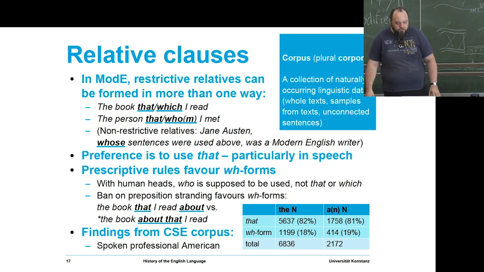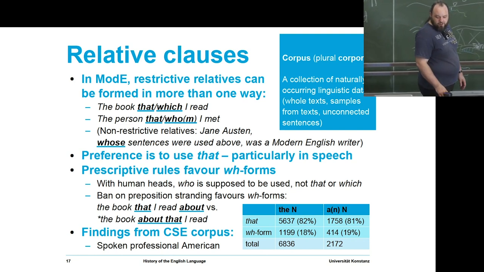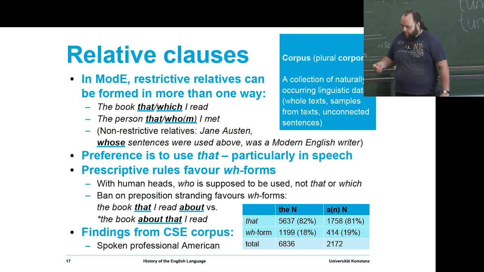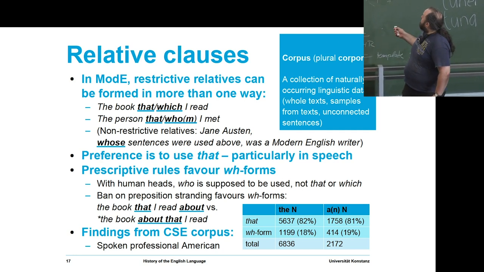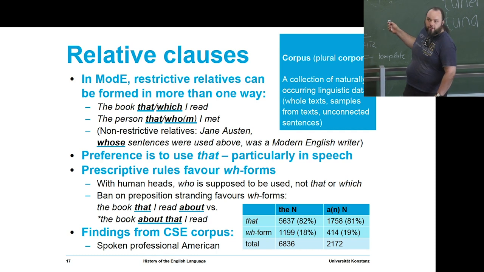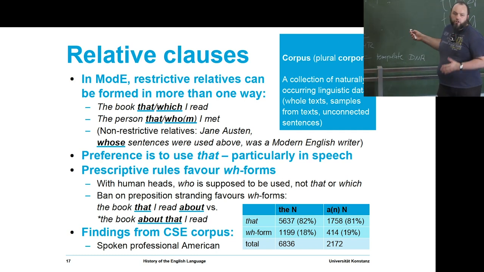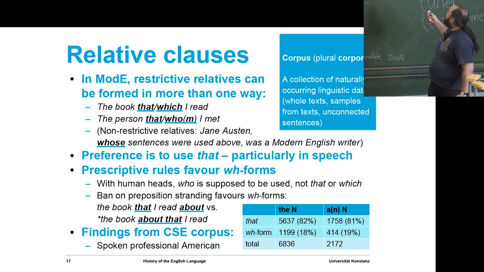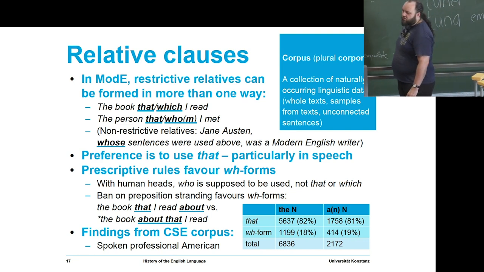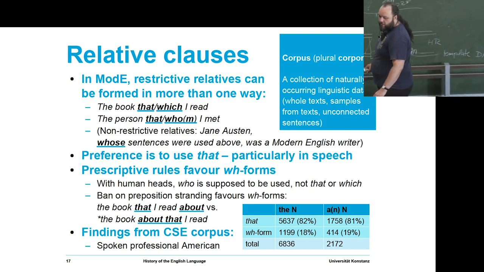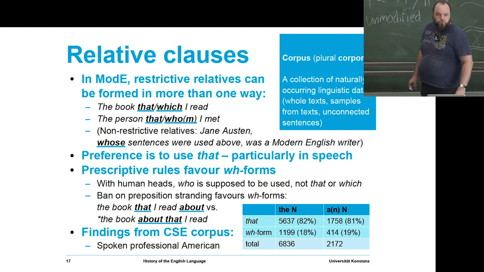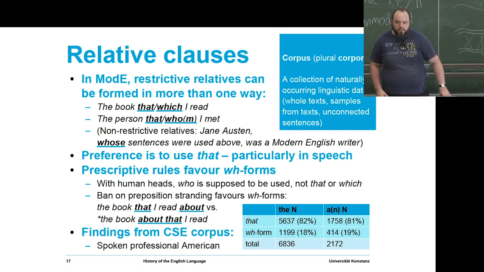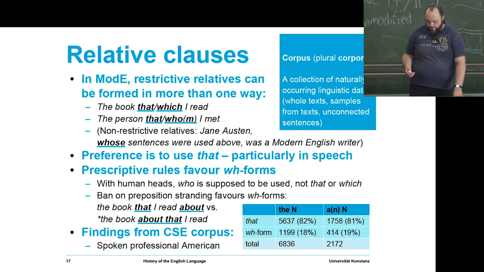But actually, if you look at usage, what you generally find is that people prefer the that form, or the zero form. So this is a corpus of professional spoken American. This is not low register, this is high register speech. And they use that more than 80% of the time in the corpus. So there's quite a lot of use of these forms. You can read more about this in the textbook if you don't understand anything.